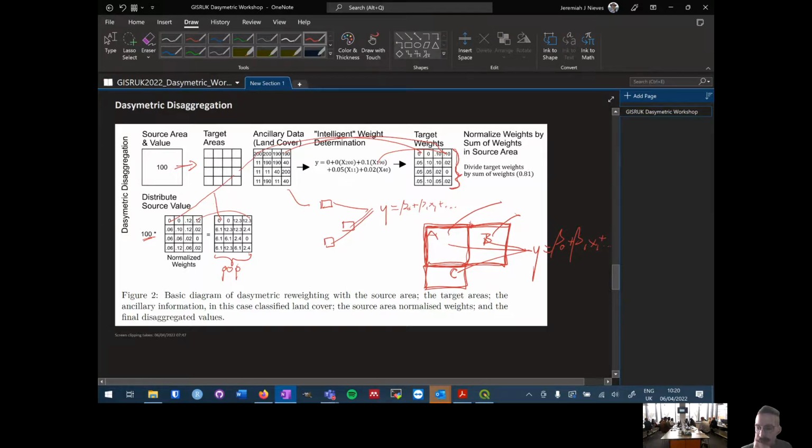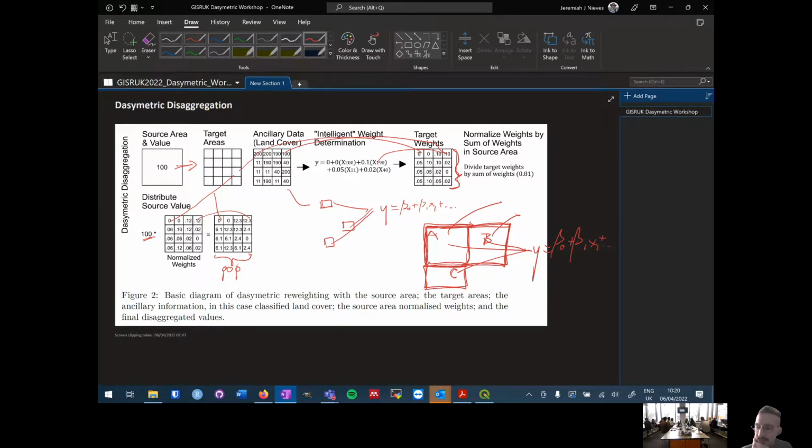Are there any questions on this general procedure of redistributing these values?